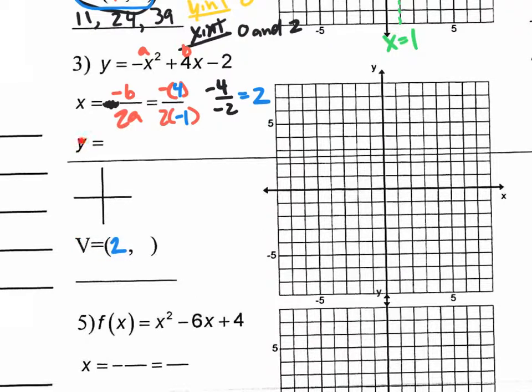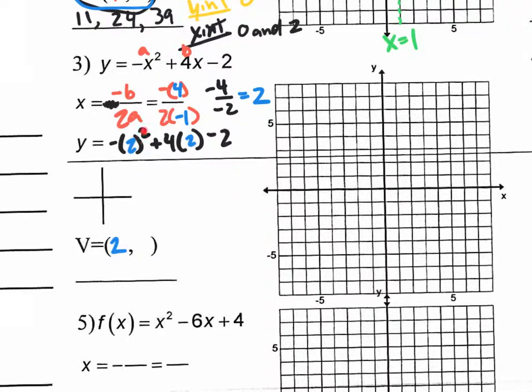Now I still need the y, so I'm going to rewrite this equation: negative x squared plus 4x minus 2. Notice that I put parentheses instead of the x's. That's because I want to take the 2 that I got for x and put it right into those parentheses. Put a 2 right there and a 2 right there.